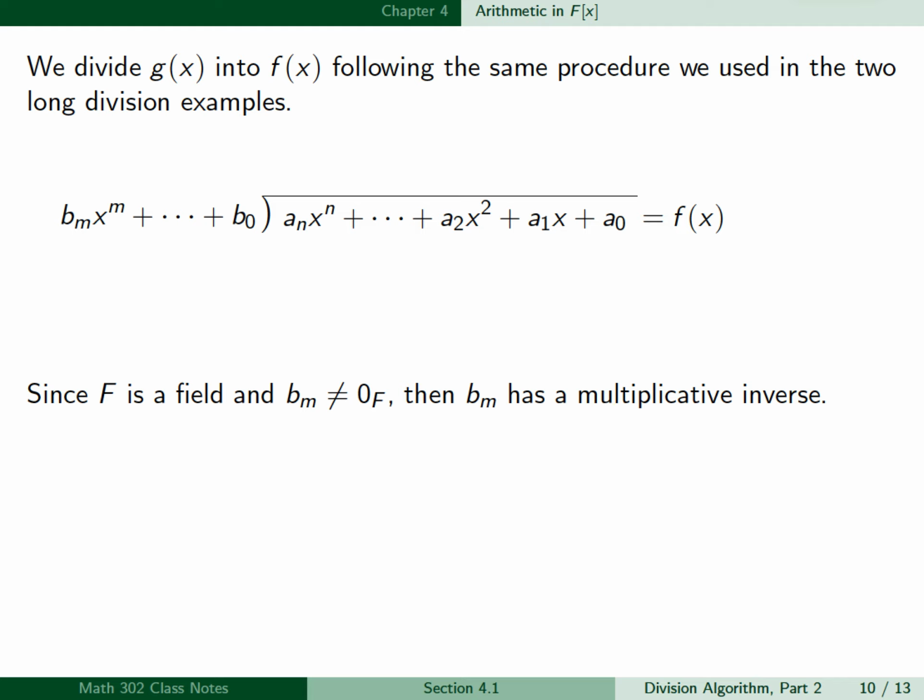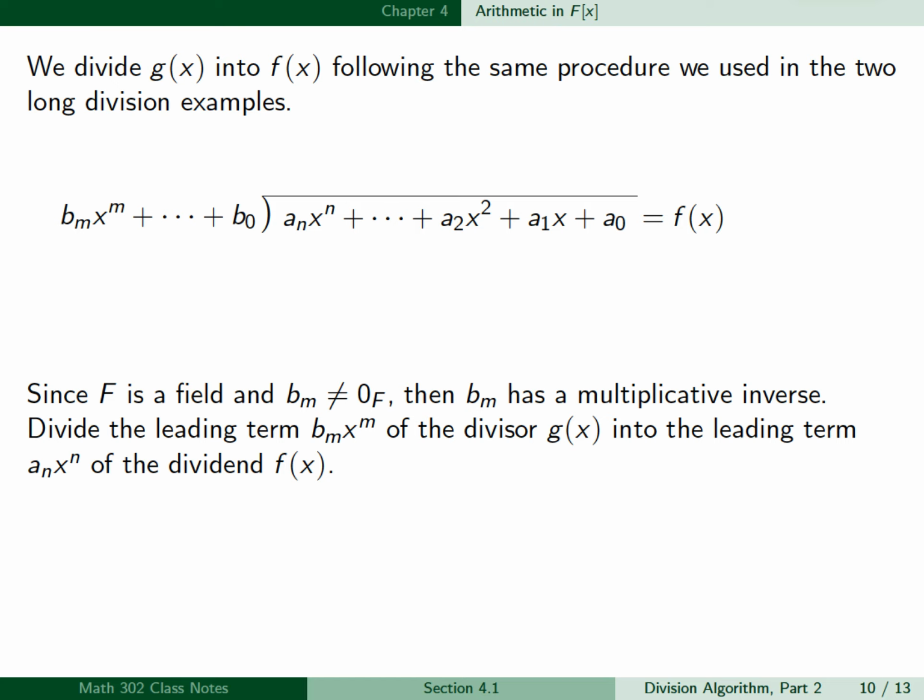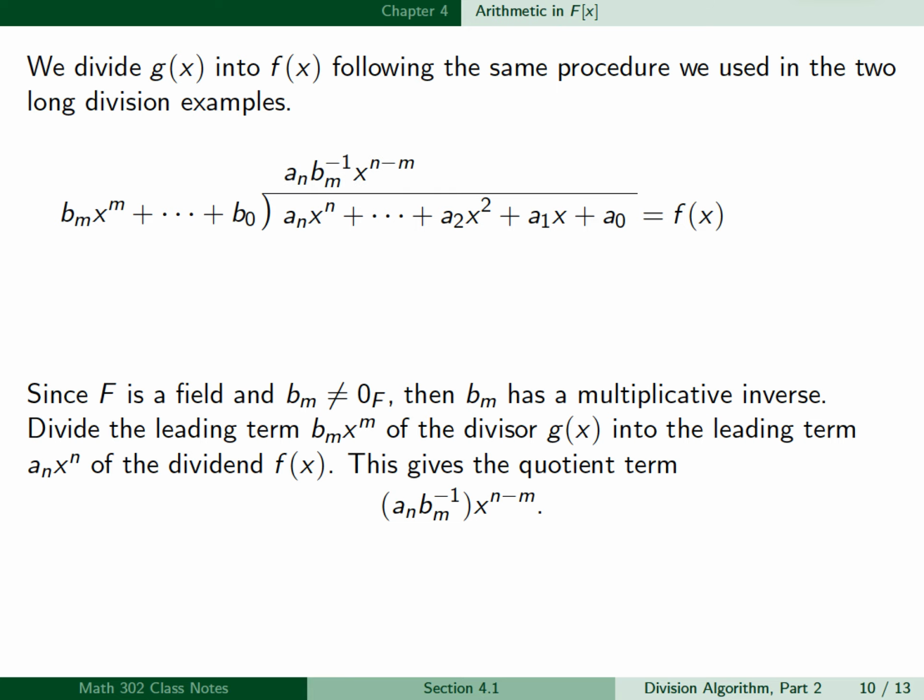Well, let me back up just a little bit. Now, since F is a field and b sub m is not equal to 0, then b sub m has a multiplicative inverse. And so we start our long division by dividing the leading term b sub m x to the m of the divisor g of x into the leading term a sub n x to the n of the dividend f of x. And so this gives the quotient term a sub n b sub m to the negative 1 x to the n minus m. So we'll put our first quotient term up there.